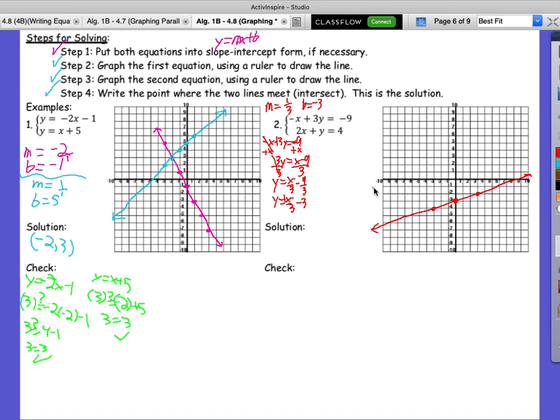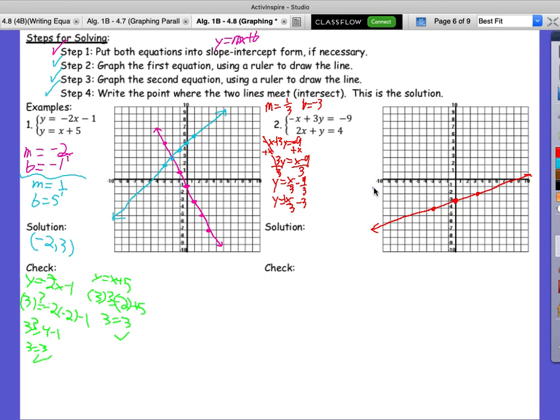Now, we graphed the first line, right? What's the next step? Now we gotta graph the second line, which means we gotta change the second one in slope intercept form as well to solve for y, okay?